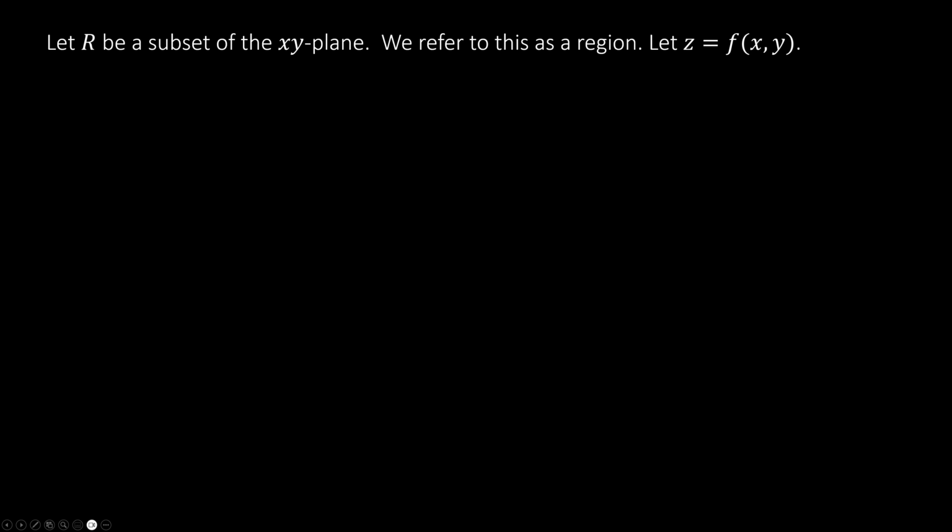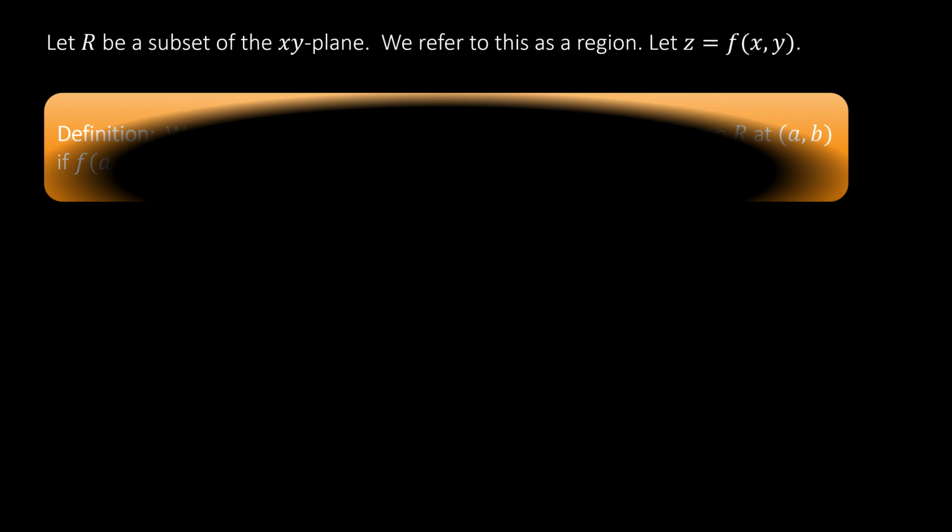Okay, so now that we know how to find local maximums and local minimums, we're going to go ahead and look at, if you recall from Calc 1, the extreme value theorem, which said that on any closed interval, a continuous function has an absolute maximum and an absolute minimum. So we're going to look at the same thing now, but our regions are in the xy plane, so it's a little bit more complicated. So we're going to let R be some subset. We'll refer to this as a region.